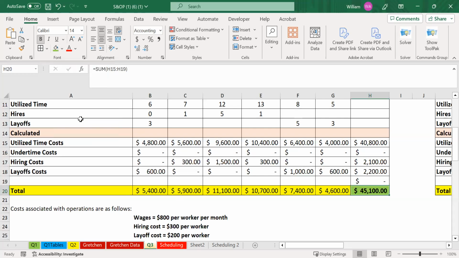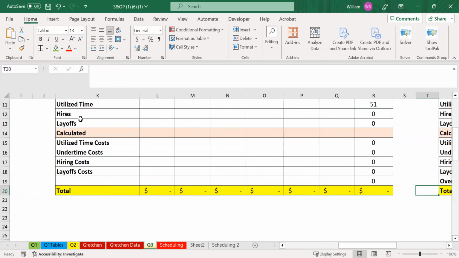We are done with the chase strategy. That's all you need to do. Now let's compare this with a level strategy. Let's look at the second table I have here.